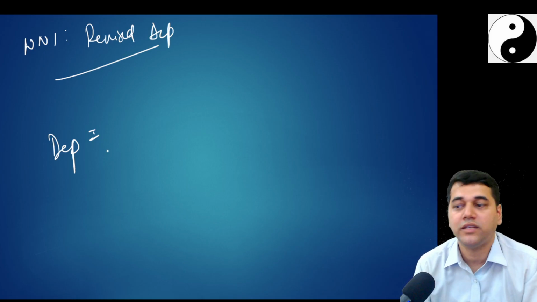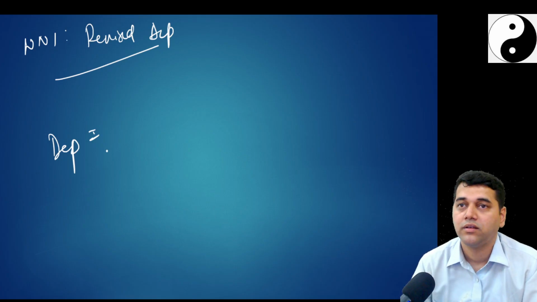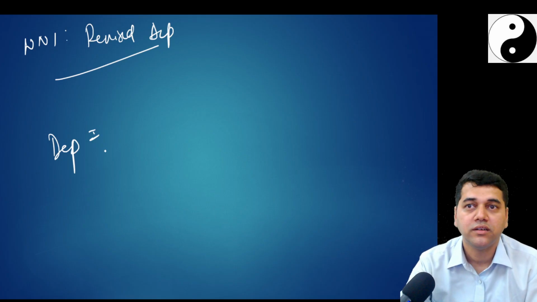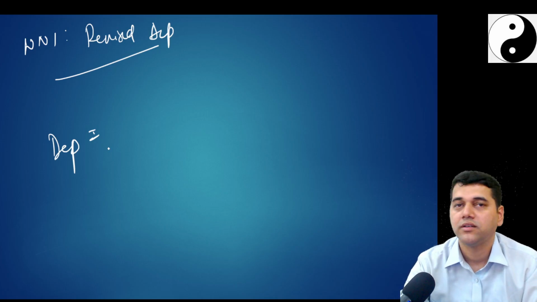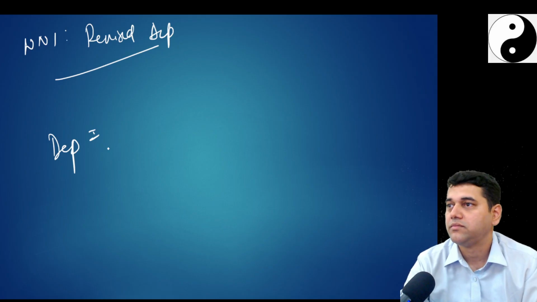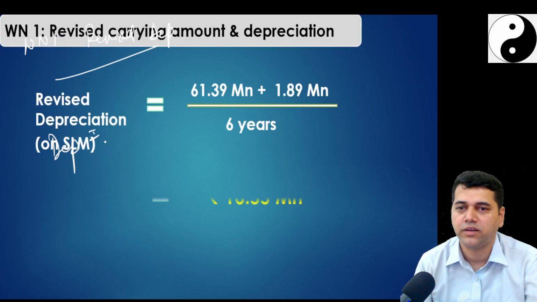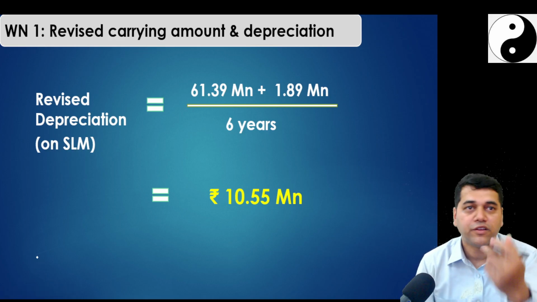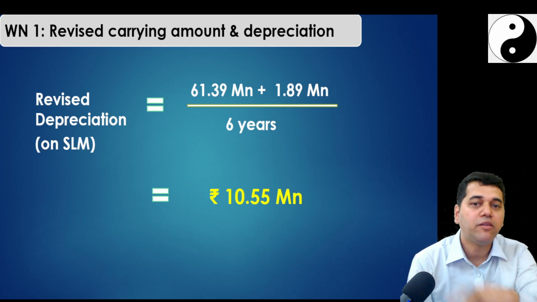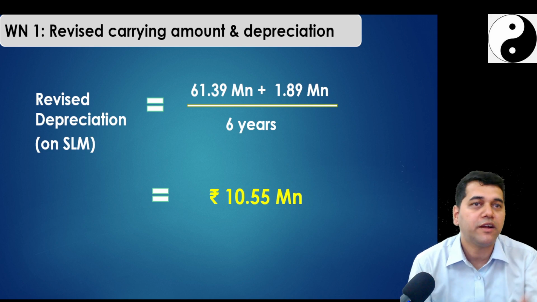Going forward, see how much I am charging right now. 10.23. Going forward, how much am I going to charge? How much will I charge going forward? 10.54, whatever. So 61.39 is the book value after 4 years of depreciation. Add 1.89 to it. Why did you add? Because in the journal entry you debited it. Divided by the balance life.